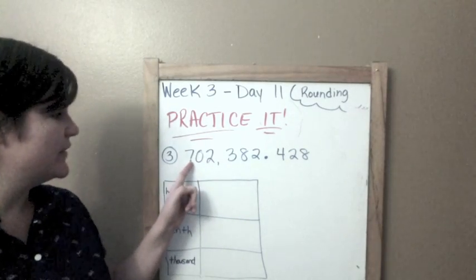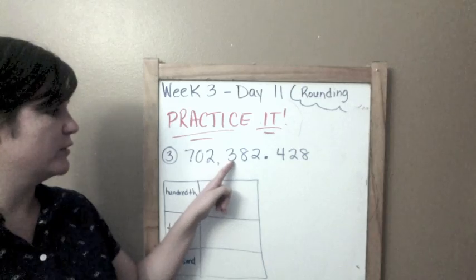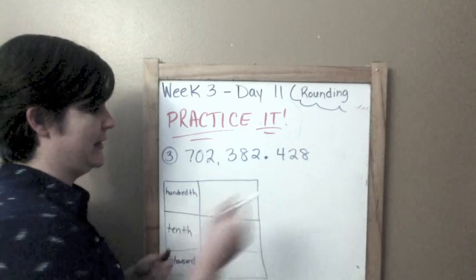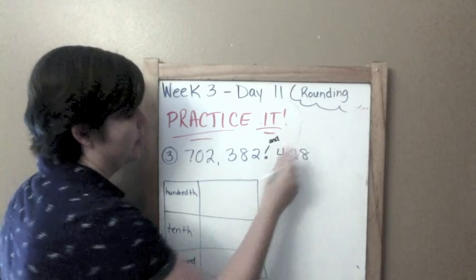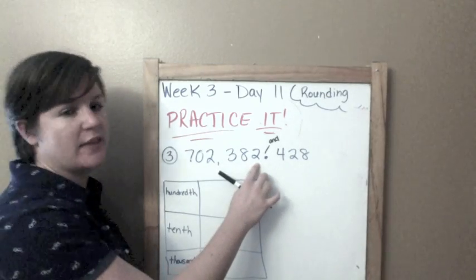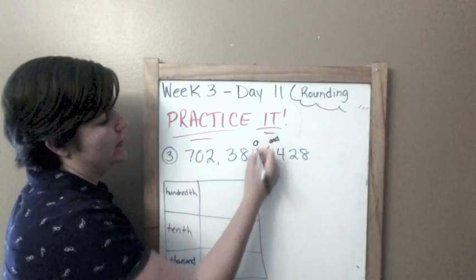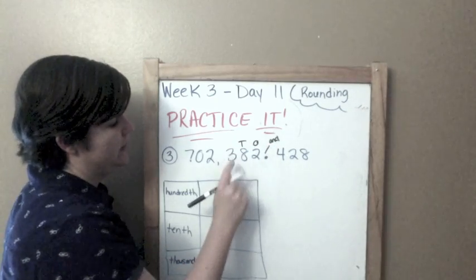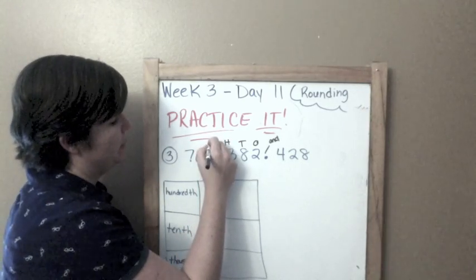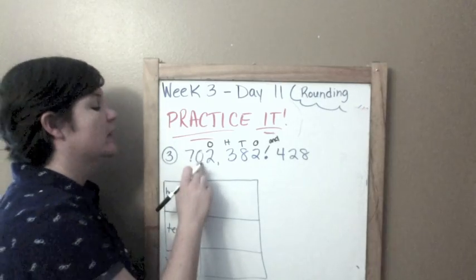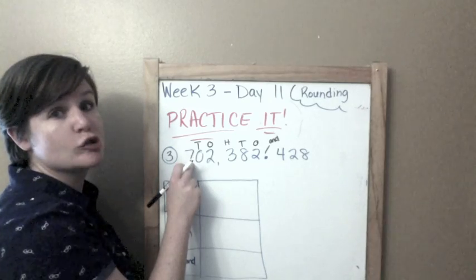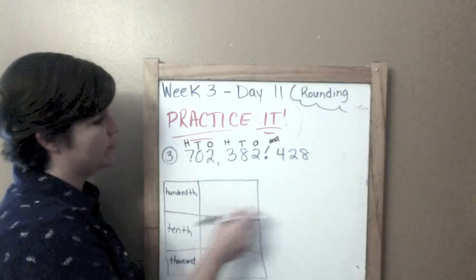It is 702,382. What does the decimal say? And 428 thousandths. All right, so the 2 is in the what place? The 1s. The 8 is in the 10s. 3 is in the hundreds. 2 is in the thousands. I'm going to put 1 for 1,000s. 0 is in the 10,000s. And the 7 is in the 100,000s. Okay, past the decimal.